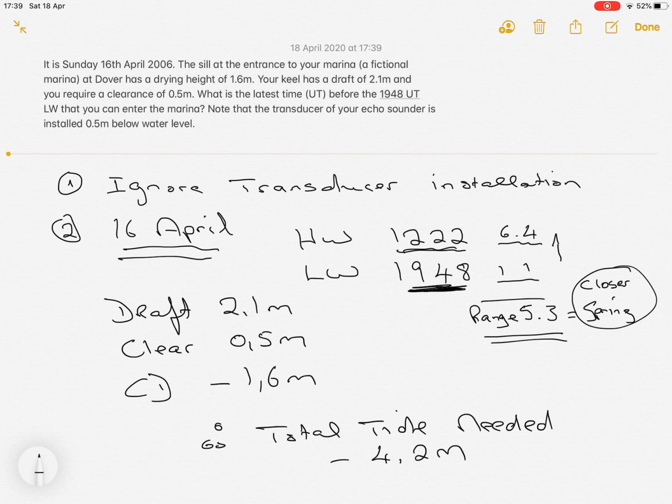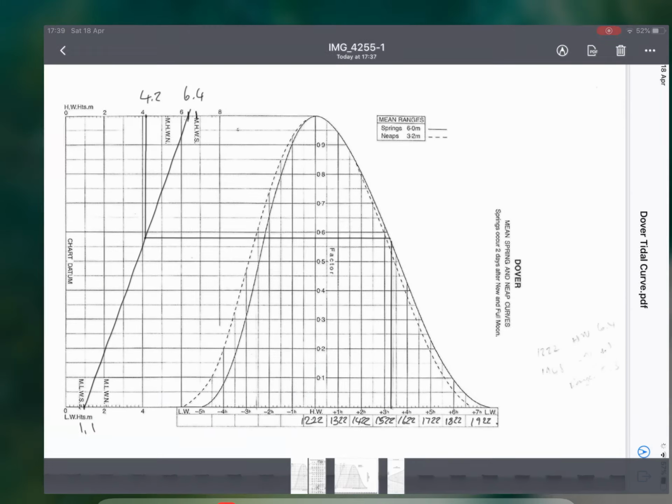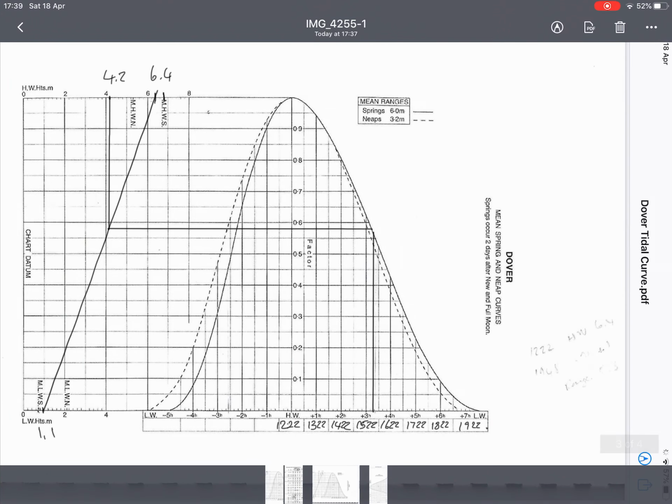How much water, or tide, do we need? First off, ignore the transducer. It's there to throw you a curveball. It's never going to change the draft of the boat, it's never going to change the clearance we need, and it's not going to change the chart datum. So we need 2.1 meters for the draft. We want to clear 0.5 meters, and it's a drying height, which means it's a negative figure. So in total, I need to have 4.2 meters of tide.